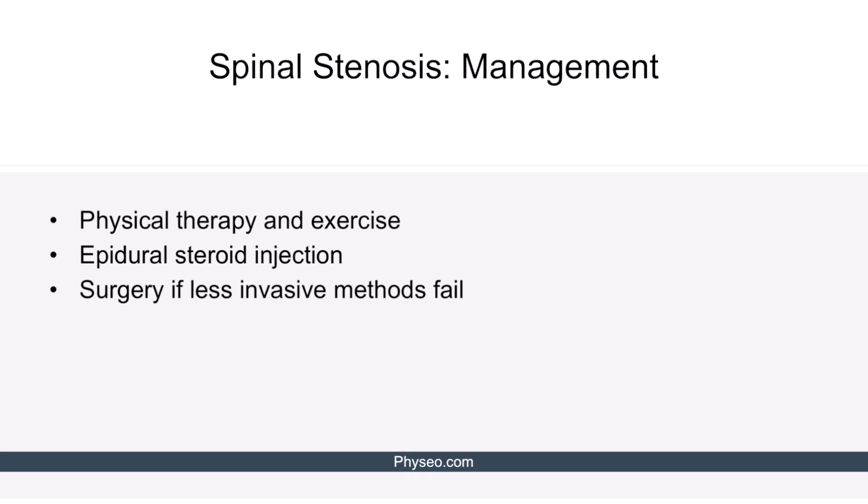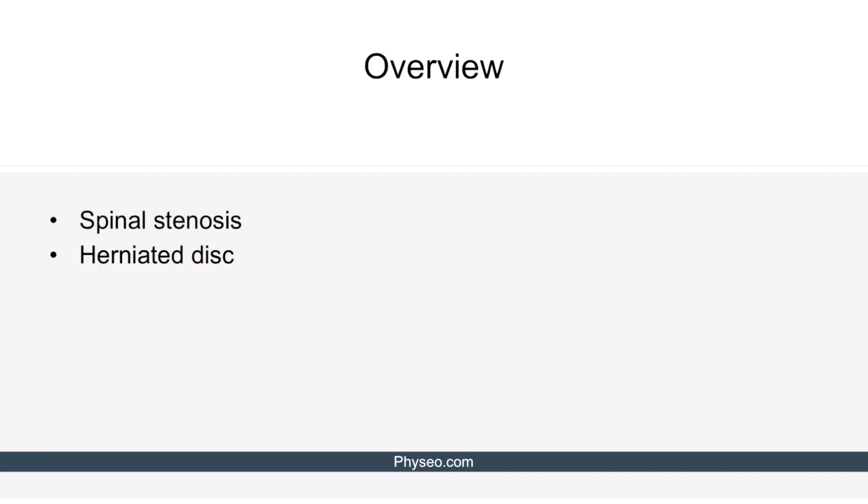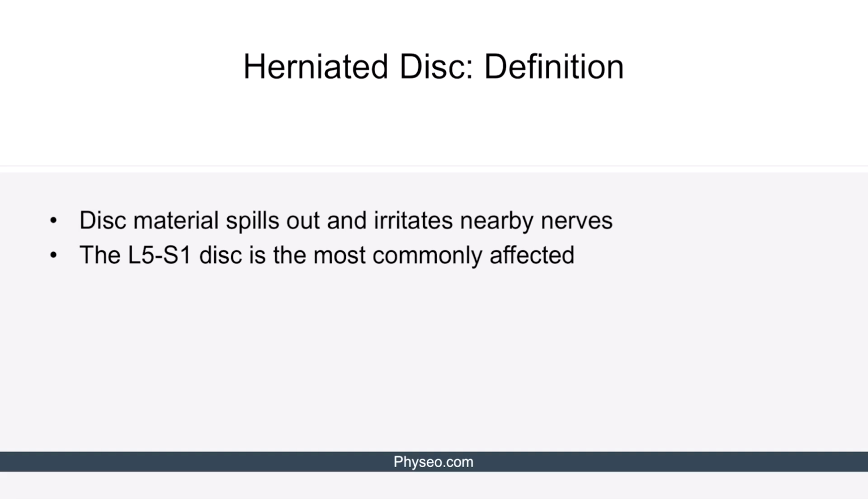Conservative treatment is usually appropriate with physical therapy and exercise. Epidural steroid injections may provide pain relief. In some cases, surgery may be indicated. Next up is herniated disc. With the herniated disc, the disc material spills out and irritates nearby nerves.